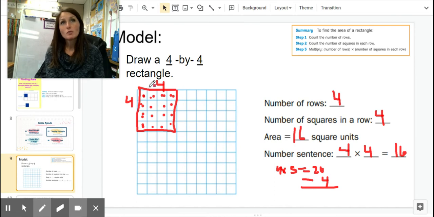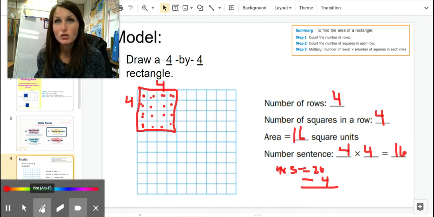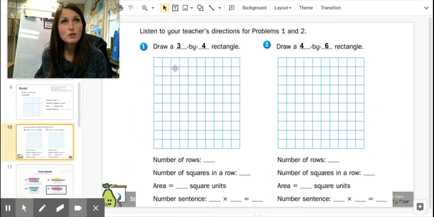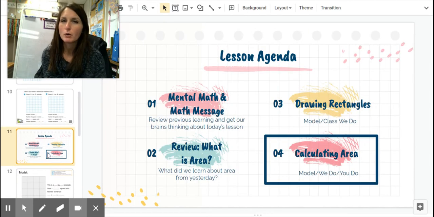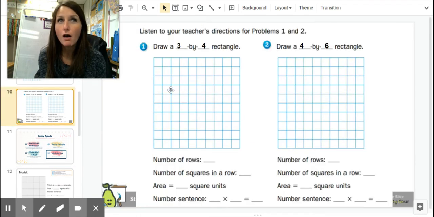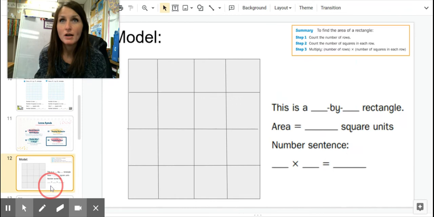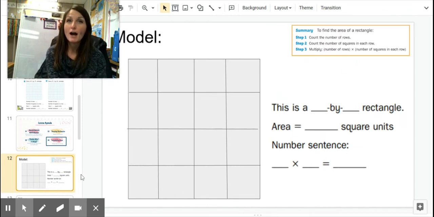So this multiplication, length times width, really is useful, so I don't have to count up all these squares every time. I'm going to have you draw that here. You're going to draw a 3 by 4 rectangle and a 4 by 6 rectangle, answering those questions here. Now, this is the part that we really want to focus on, calculating the area. Now that you know how to draw them and see what it means by how many rows and how many in each row, can you figure out the area?